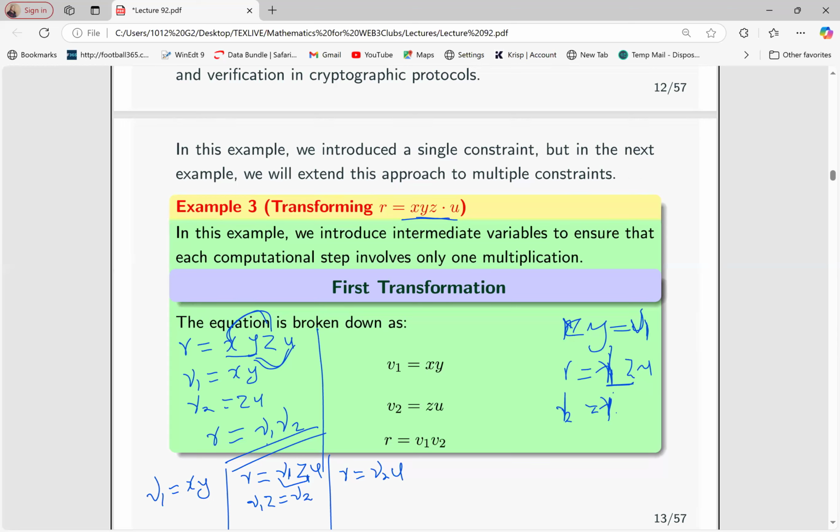This person would now have achieved rank one constraint system. The equation is now in that format that the person wanted, that you have only one multiplication at a time. You can see you have only one multiplication. The original equation now has only one multiplication. That is what we wanted to achieve. So it doesn't matter which route you take, but the final thing is that the original equation you began with should have only one multiplication.